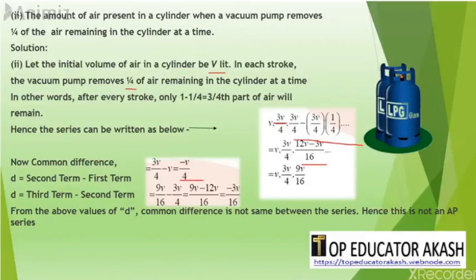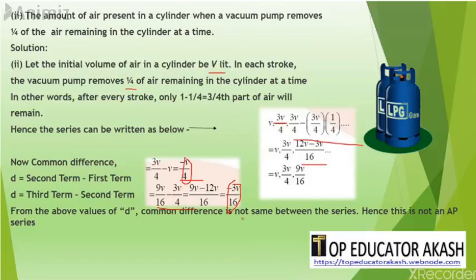Now D, third term minus second term. Once more we need to check whether D is equal or not. 9V by 16 minus 3V by 4. Here you can observe by taking LCM, we will get 9V minus 12V by 16, then minus 3V by 16. You can compare this and this. Both are not equal. That means the common difference is not same. There is no common difference.